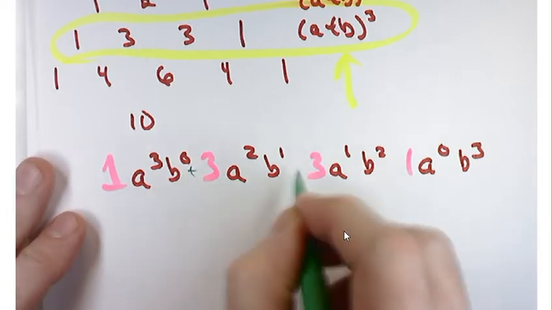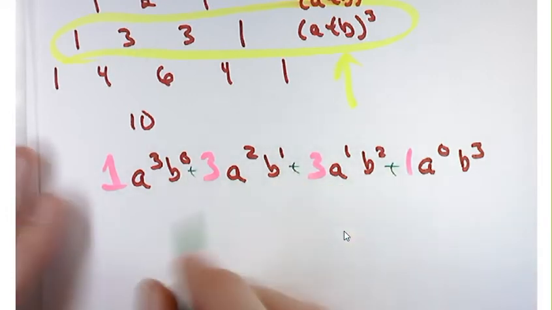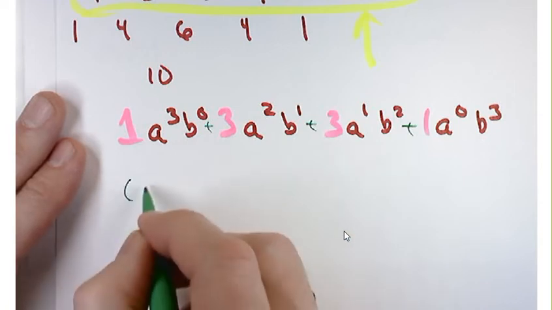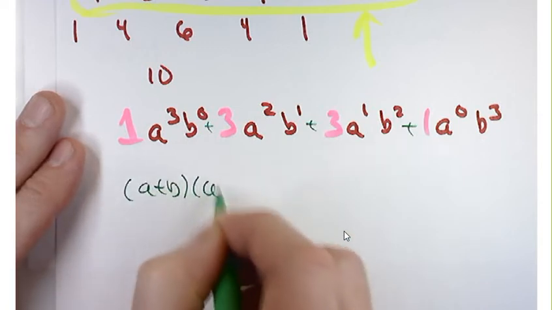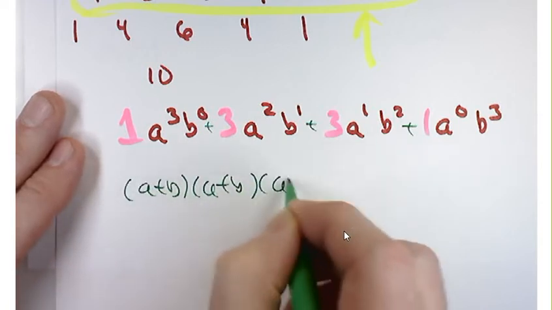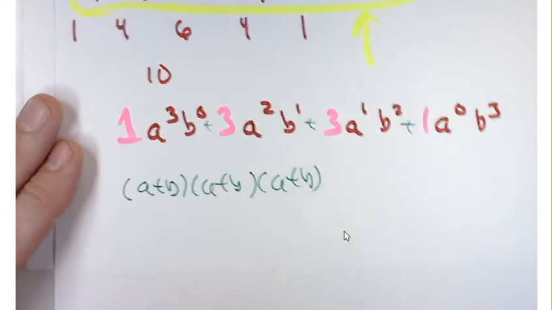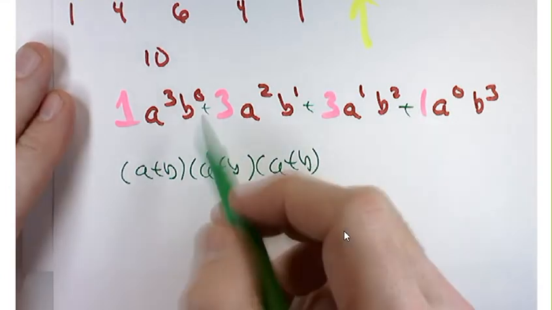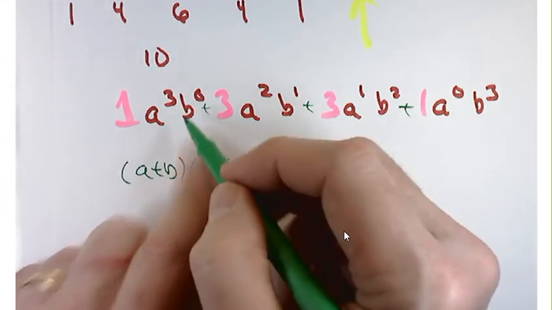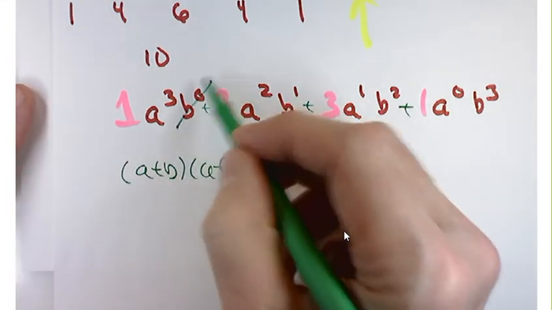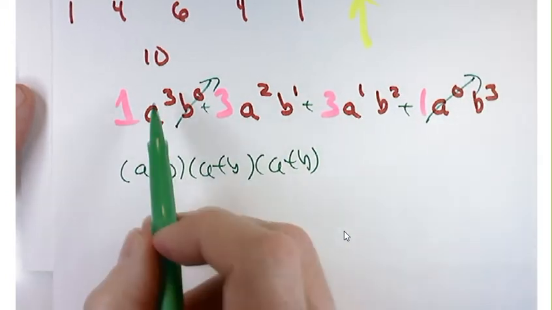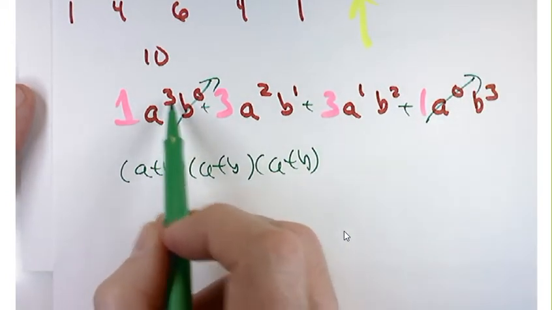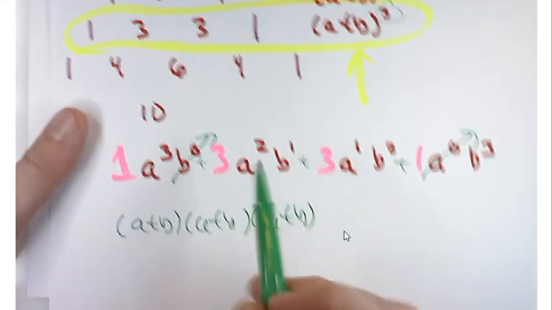Your alternative to using Pascal's triangle would be to multiply it out like this: a plus b times a plus b times a plus b. And then keep track of like terms, add them all up. What's something to the 0 power? 1. So I'll just get rid of those. I put them in there so you can see the pattern. These exponents always add up to this exponent. 3 and 0, 2 and 1, 1 and 2, 0 and 3.